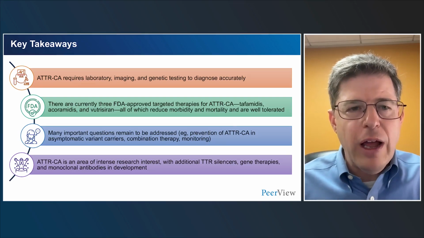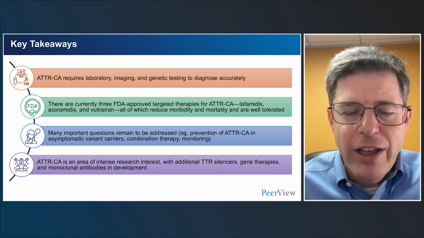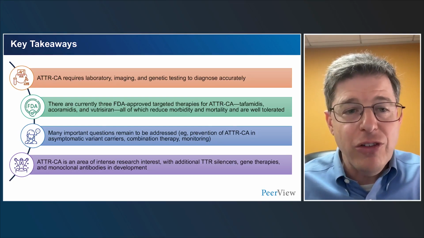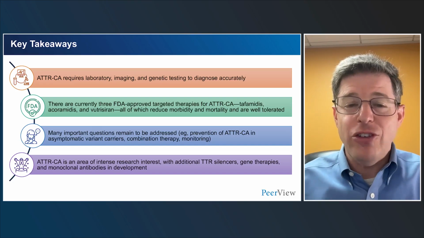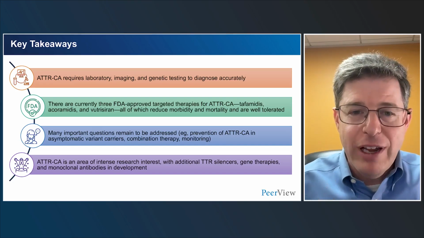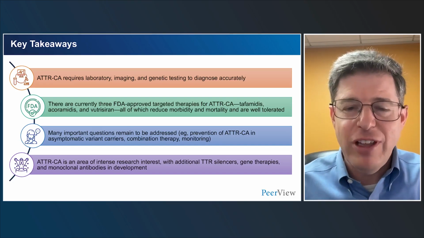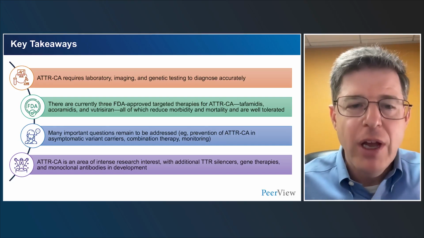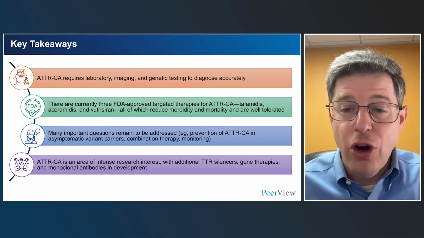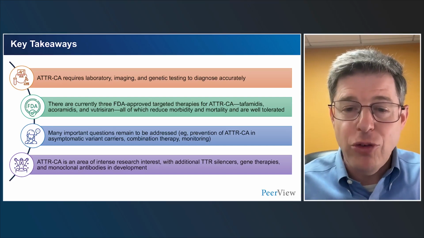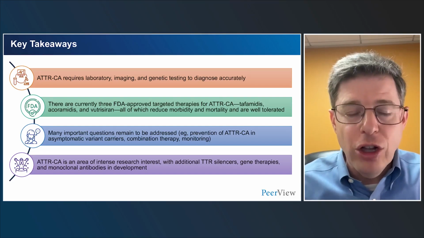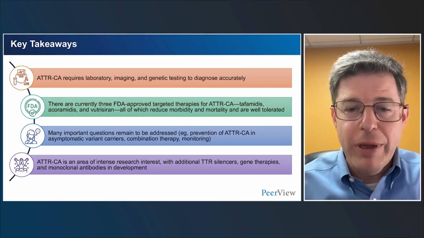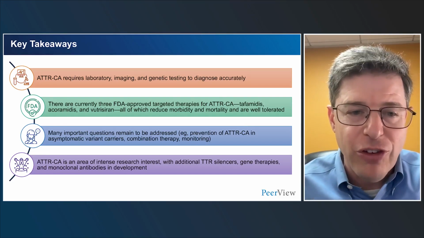Well, wonderful. Well, I just want to highlight the key takeaways from today's session. So, first is that ATTR cardiac amyloidosis requires a combination of laboratory testing, imaging, and genetic testing to accurately diagnose it. There are now 3 FDA-approved targeted therapies for cardiac amyloidosis from ATTR. It's tafamidis, acoramidis, and vutrisiran, all of which are effective. They reduce morbidity and mortality, and they're all very well tolerated.